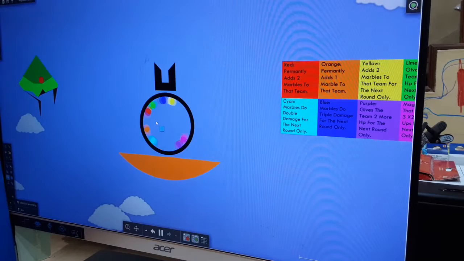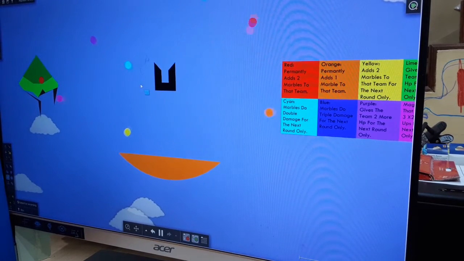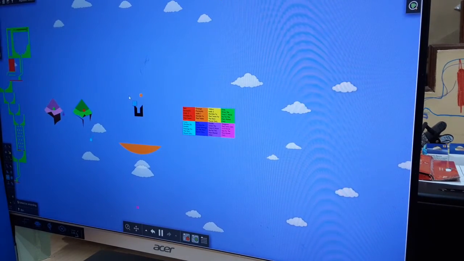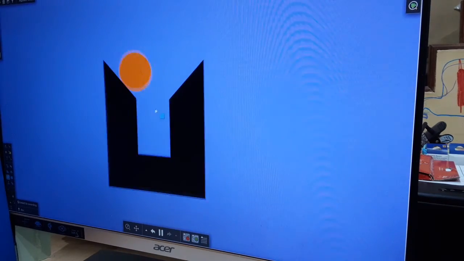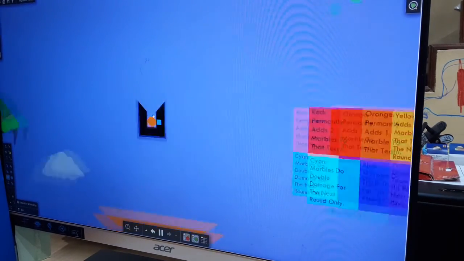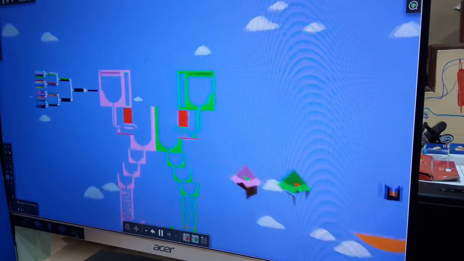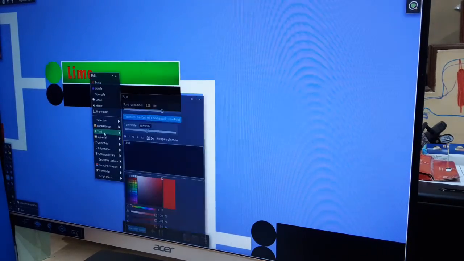Okay, let's see what power Lime will get. 3, 2, 1, go! And yeah. Oh! It lands on orange! Lime will get the orange power-up. So Lime gets the orange power-up now.